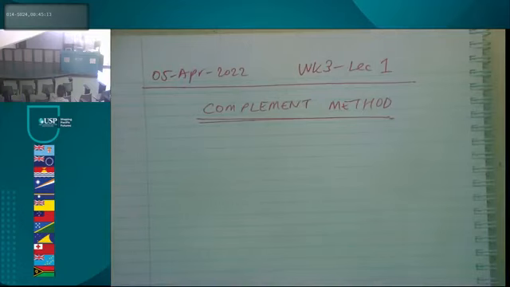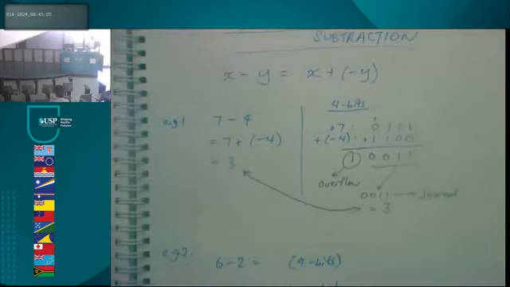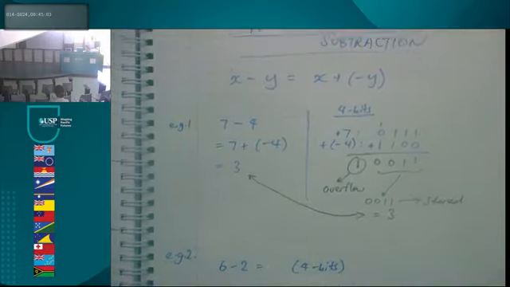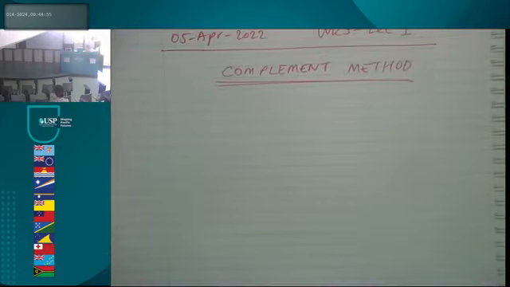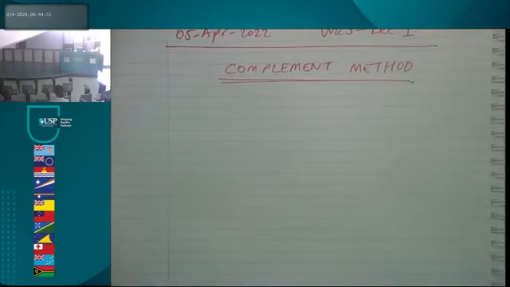Now, why do we have to go to another method? Well, we've already discovered that using sign and magnitude doesn't work out, right? It worked out with one set of digits but didn't work out with the other set of digits. So we've got to use another, better method called the complement method.